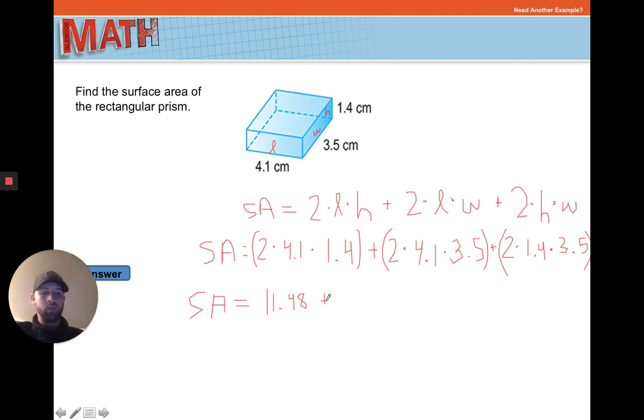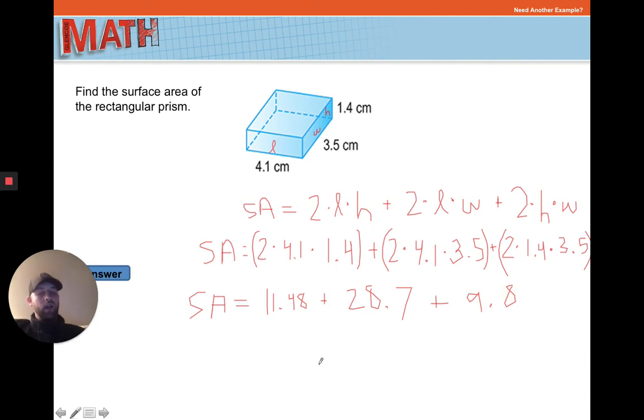Let's go ahead and multiply. Second one, 2 times 4.1, which is equal to 8.2, and I'm going to multiply that by 3.5. So for that second one, I'm going to get 28.7, just using my calculator to figure this out. Bring down your addition sign. And my last one, 2 times 1.4, that's going to equal 2.8, and I multiply that by 3.5, and I get 9.8.